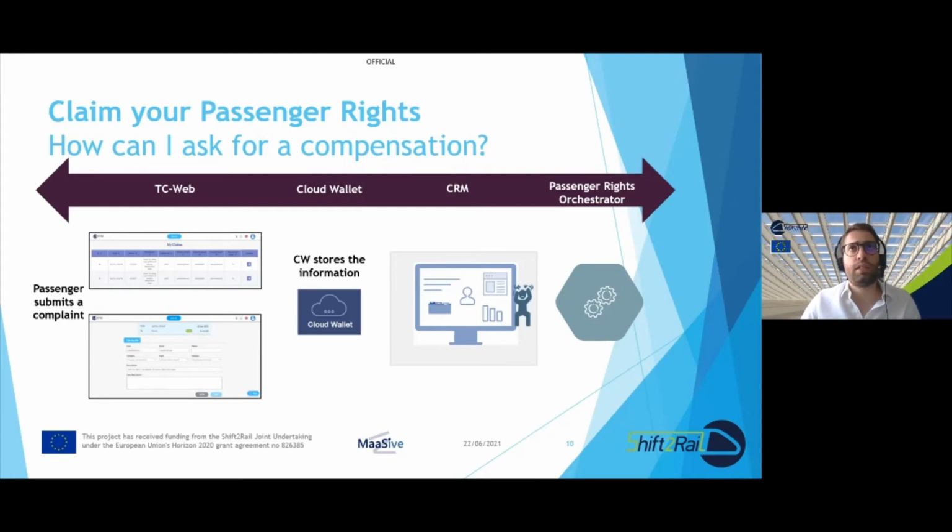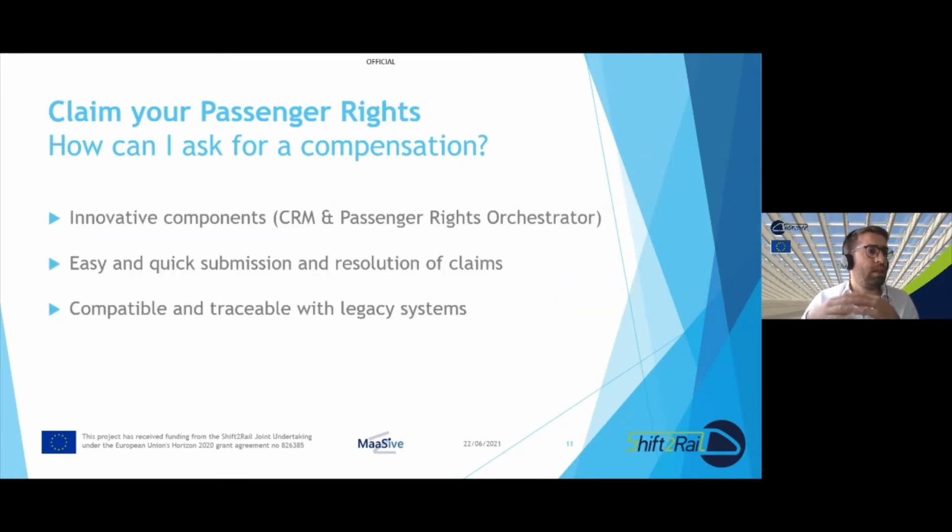So can we go to the next and final slide? The main outcome of this section is that we have developed innovative components that facilitate both sides: they make it easy for the user to complain, and for the TSPs to manage it easily as well. So this ends with an easy and quick submission and resolution of the claims. In addition, this is compatible and traceable with the legacy systems. As I said, the interoperability framework is able to adapt the request to the interface and protocols of the TSPs, so they do not need to adapt their systems.